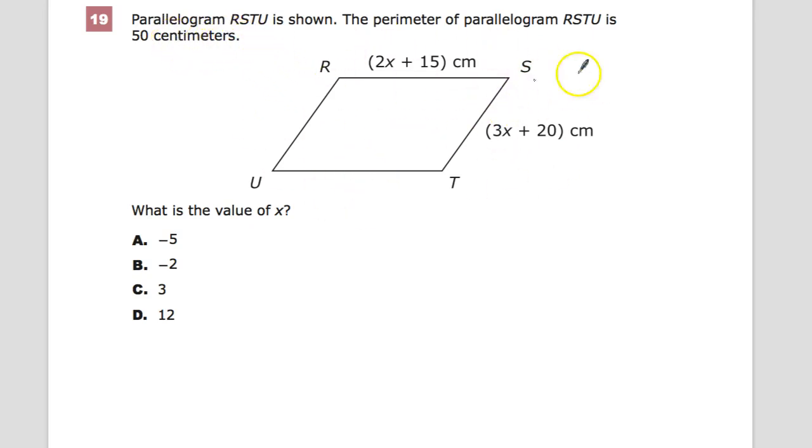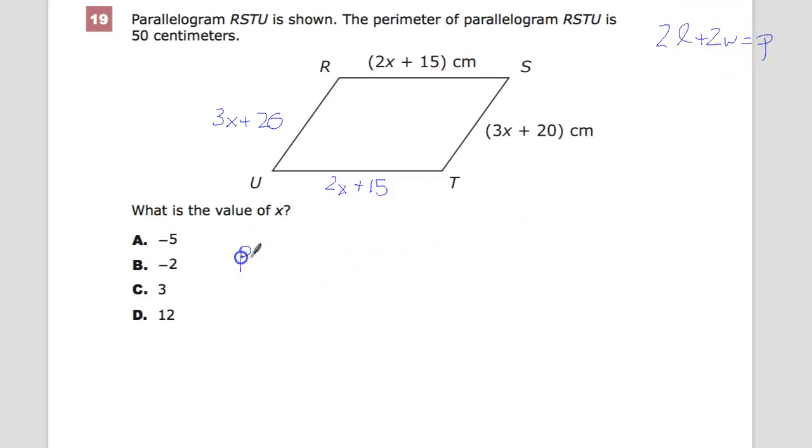So you can use the formula 2 length plus 2 width equals perimeter. But I don't really want to do that. I would rather just, okay, give me all these pieces. So, if this is 2x plus 15 and it's a parallelogram, this one opposite would be the same. 3x plus 20. Now I have all the pieces that I need to go all the way around. So if I add them up, that would give me the perimeter.